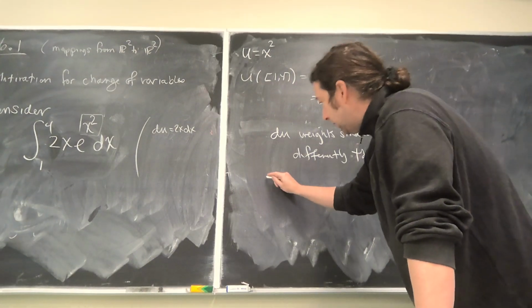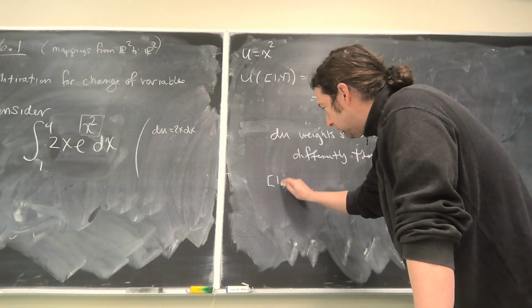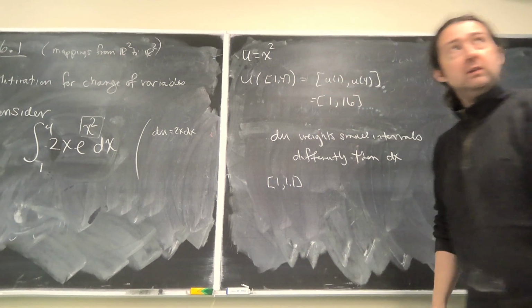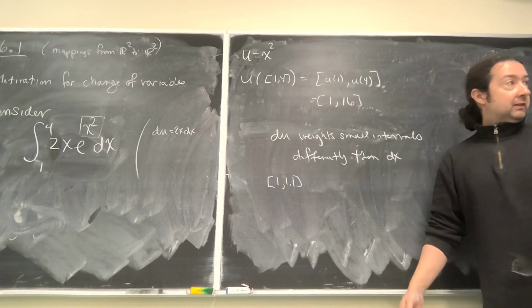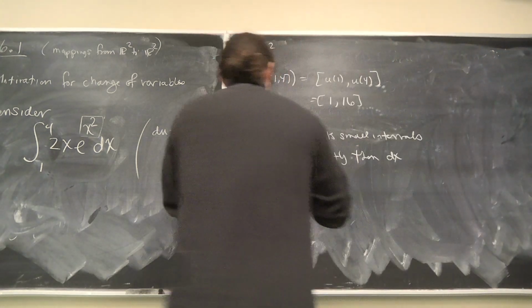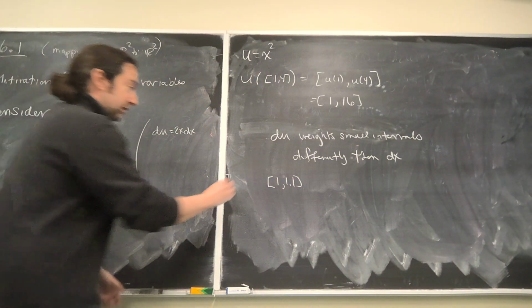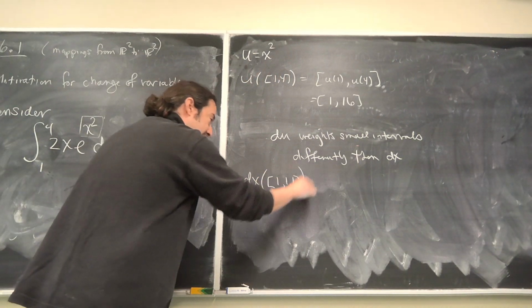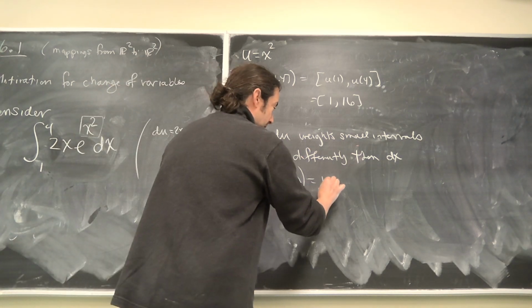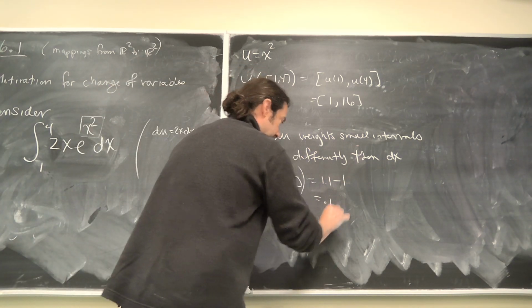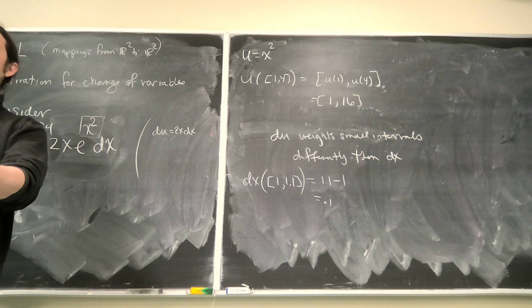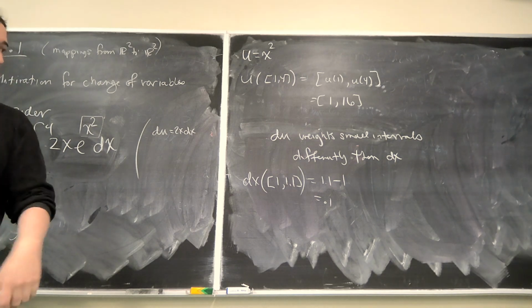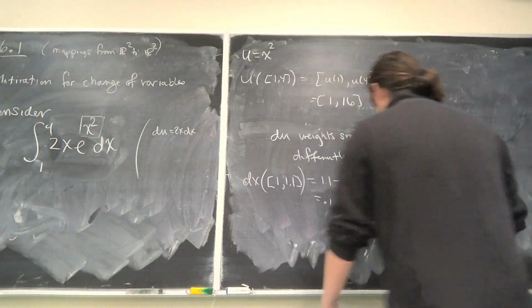if I write down something like, oh, how about I take a little tiny interval in the domain, like 1 to 1.1? What does dx do to that thing? So if you think about dx as a function that measures intervals, dx of that little interval says, oh, 1.1 minus 1, which is 0.1. That's what dx does, right? It measures intervals. Well, what does du do?